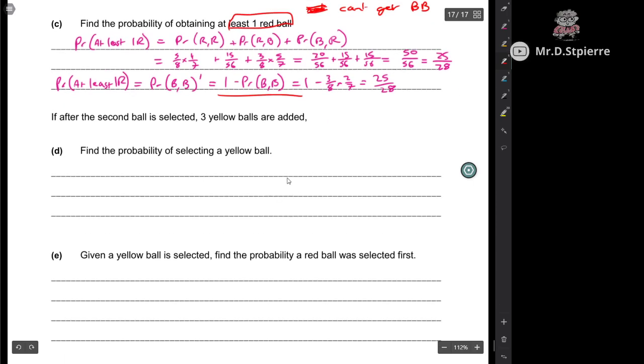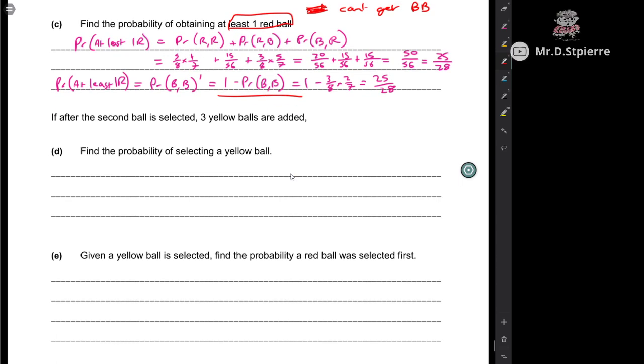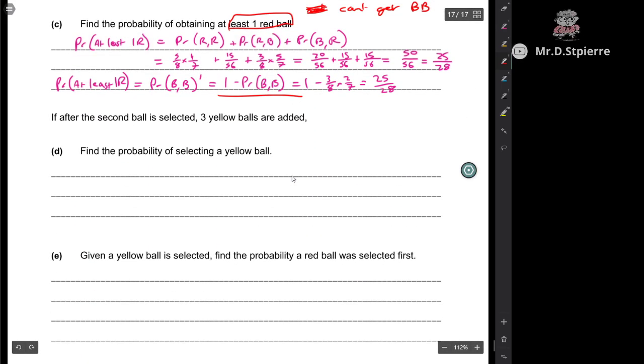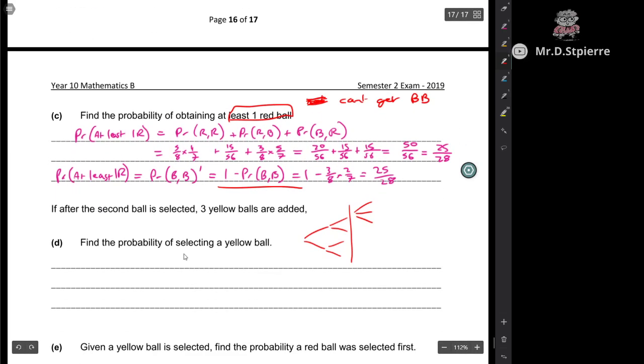If after the second ball is selected 3 yellow balls are added, find the probability of selecting a yellow ball. Okay. So after the second ball is selected, we add 3. We're going to add in a yellow ball. So the trick here is knowing just what it's asking: the probability of getting a yellow ball. Doesn't matter what's previously happened.